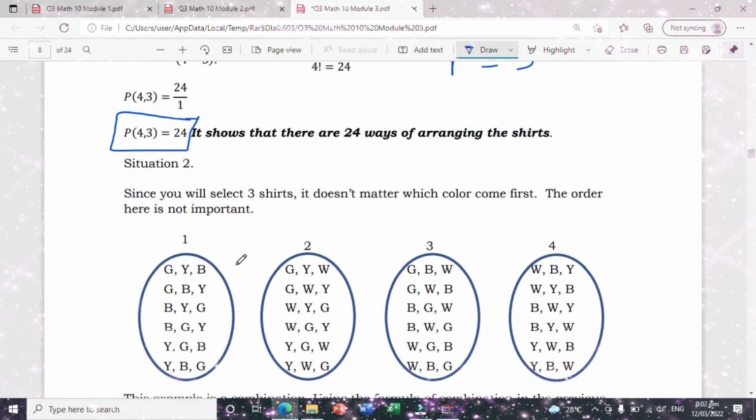Okay, situation 2. Since you will select 3 shirts, it doesn't matter which color comes first. Take note of the word select. We are just selecting. So, it doesn't matter daw kung alin yung mauna. So, the order is not important.